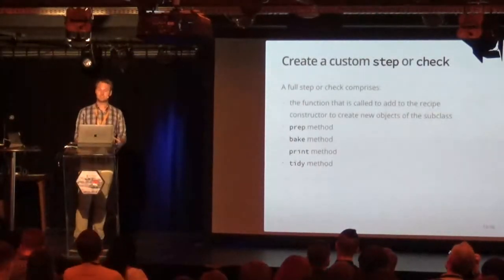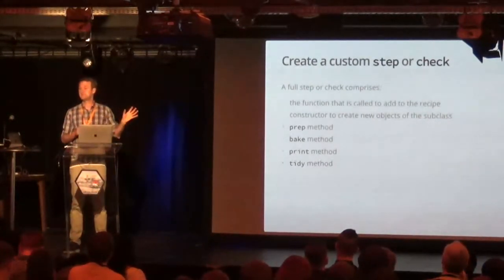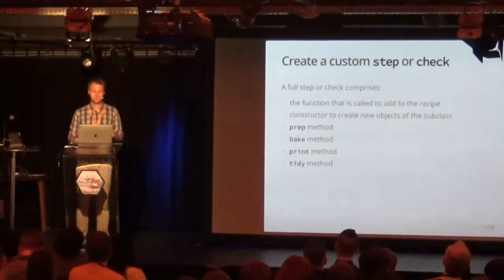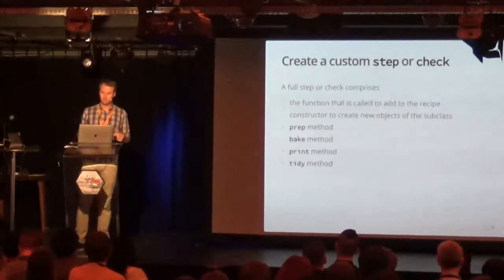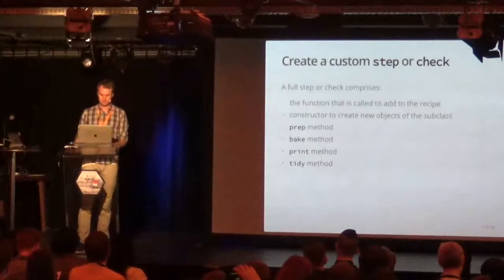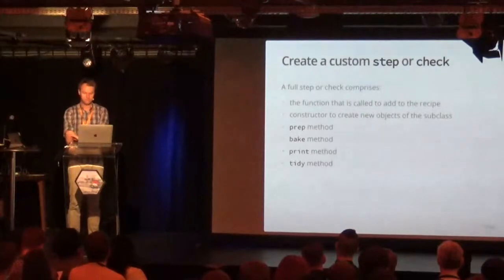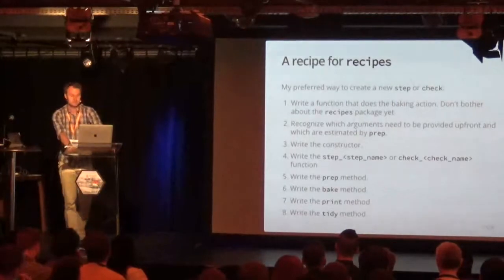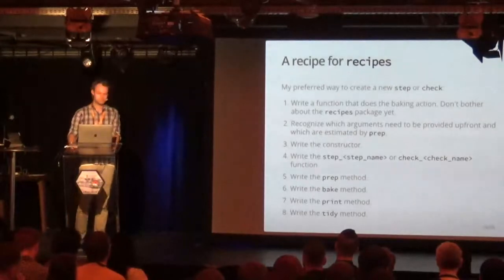So that's something I want to tell you up front. So if you want to create a custom step or check, you need to provide 6 things. So that's the actual function, like step center or step scale, those are the actual functions that add that step or check to the recipe. You need a constructor, so that's a uniform way of how to create something of a specific class. And you need to provide 4 methods, so you need the prep, the bake, the print, and the tidy methods, so your step or check fully works. So this is my recipe for recipes. It comprises 8, well, I'm not going to say steps, but 8 points or, I don't know, I'm not sure how to call them.